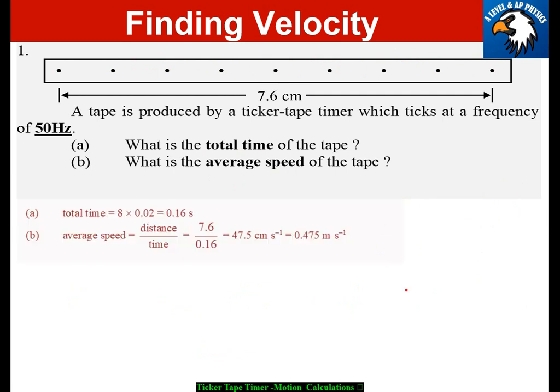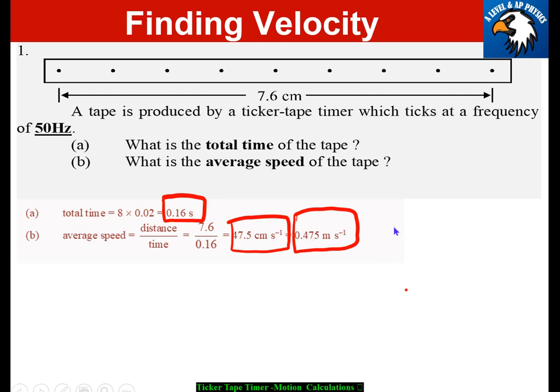Okay, so this is how we have calculated. I hope it is clear to you. This is the total time taken, and this is the velocity in centimeters per second, and this is the velocity in meters per second. We simply divided by 100, and we got velocity in meters per second.